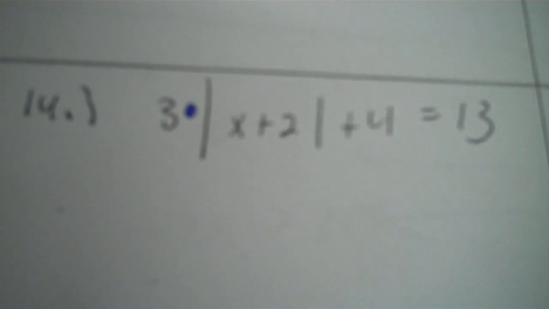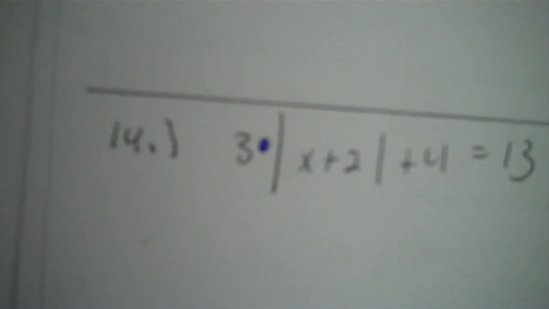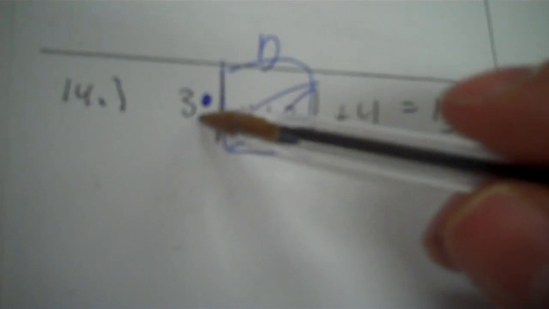Number 14, 3 times the absolute value of x plus 2, and then after the absolute value ends, we have a plus 4 equals 13. Now, you do not distribute. That is not a parentheses. You need to be replacing your absolute value with d, and you will bring that x plus 2 over here, because you know there's always 2 possible distances from 0. Now, I've got 3 times d plus 4 equals 13. This you leave out.